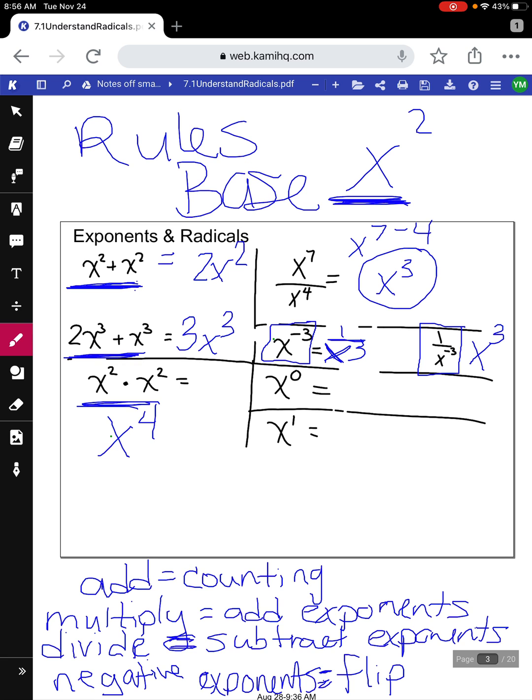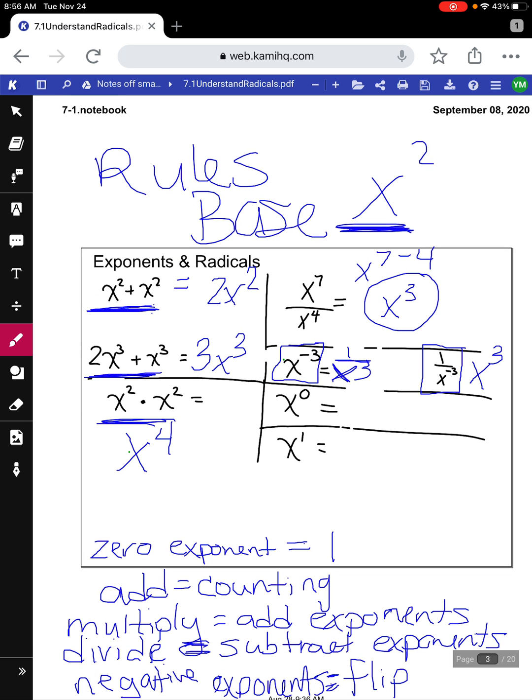Whenever you have a 0 exponent, it's always going to be equal to 1. The solution will always be 1. Whenever you have an exponent of 1, the solution will always be the identity. So you'll get back what it was.